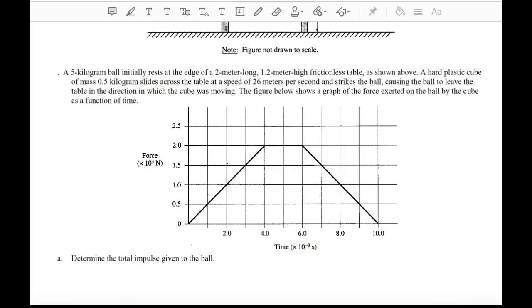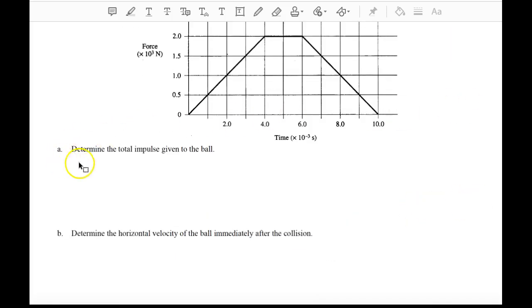So they want us to go through, and the very first thing they want us to do is figure out what is the total impulse given to the ball. So the first thing that you need to do is give an equation. So we know that I is equal to, and you can do it one of two ways. You can do the integral of F dt, or you can write I, impulse, or J, either one, doesn't matter, is equal to F delta t. So that would give you a point.